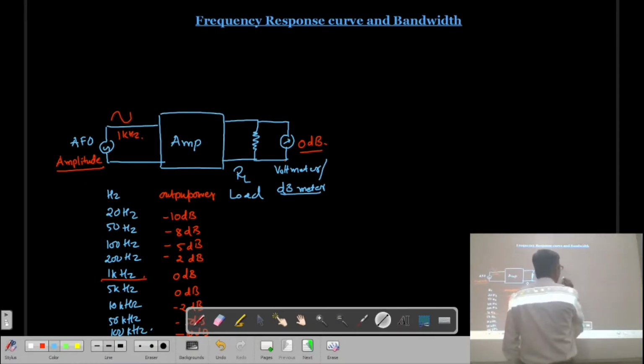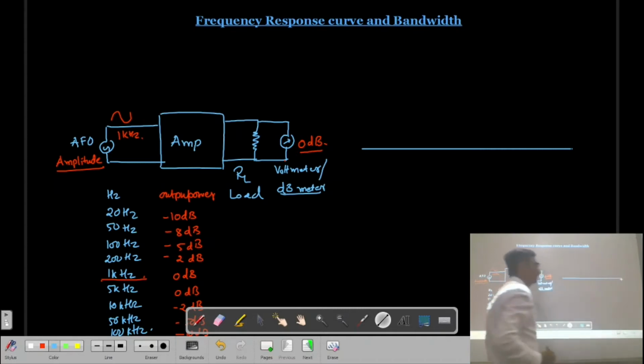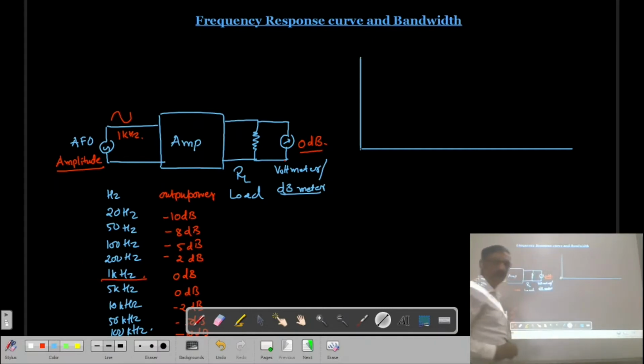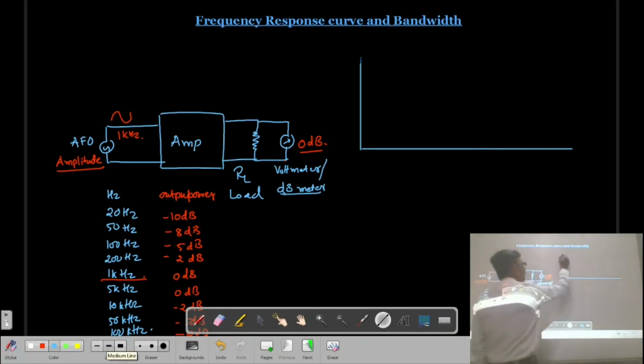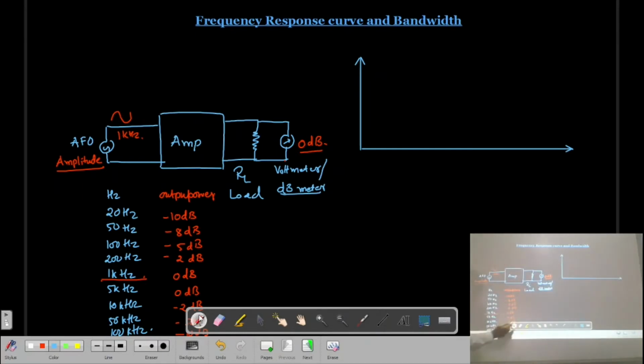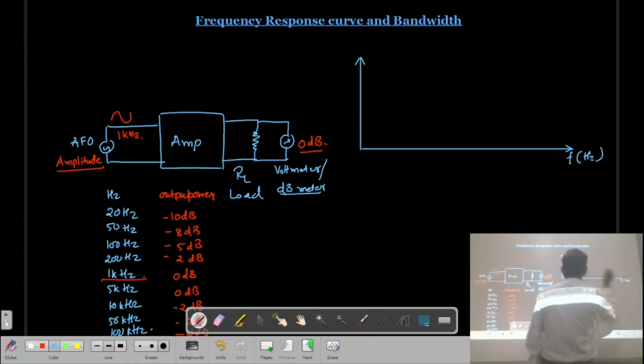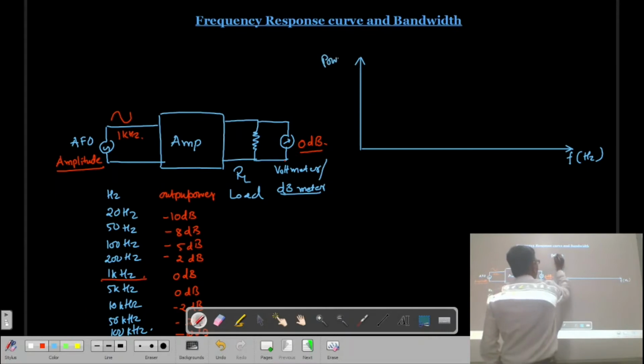Here, on the x-axis, we will consider a frequency, and on the y-axis, we will consider a power. This will be a frequency in hertz. This will be a power gain, you can say, and let me measure it in terms of dB.